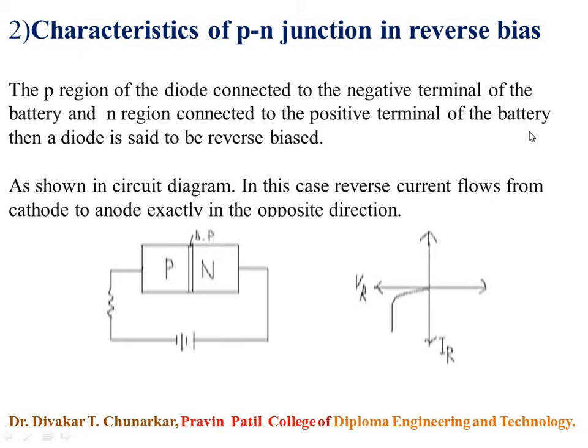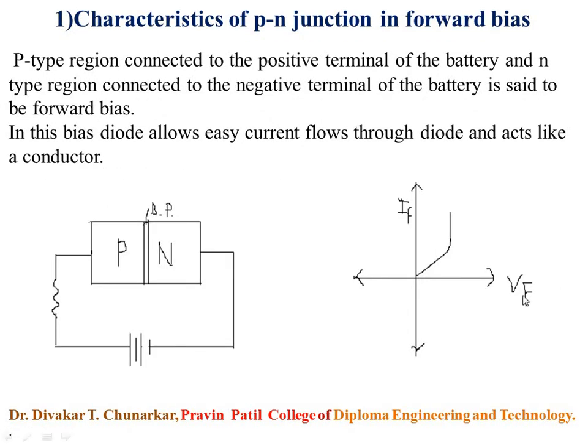When we plot the graph in case of a PN junction diode in reverse bias, the graph is plotted in the third quadrant. And for forward bias, the graph is plotted against forward voltage along the x-axis and forward current along the y-axis, and the curve is plotted in the first quadrant.